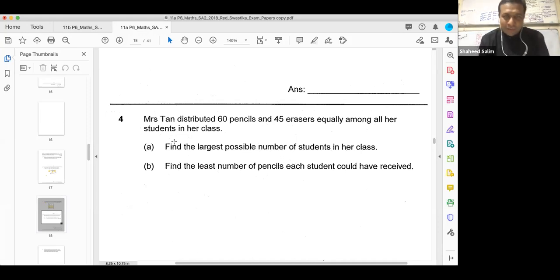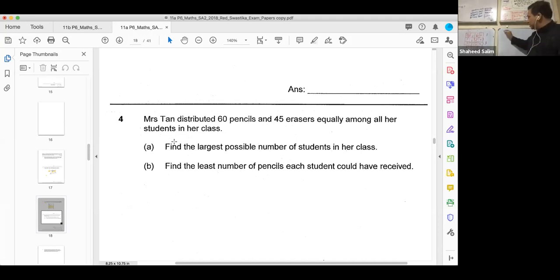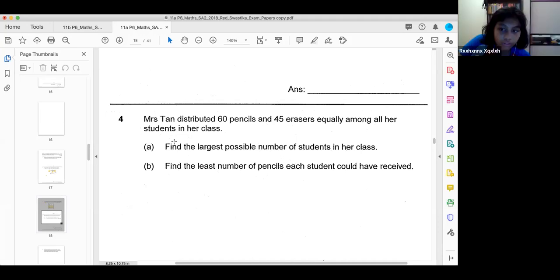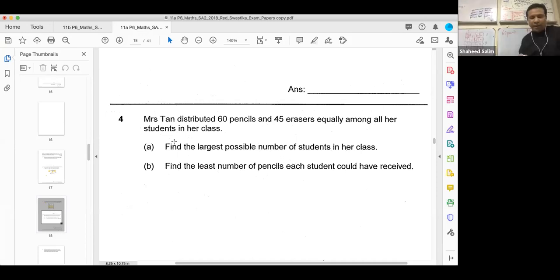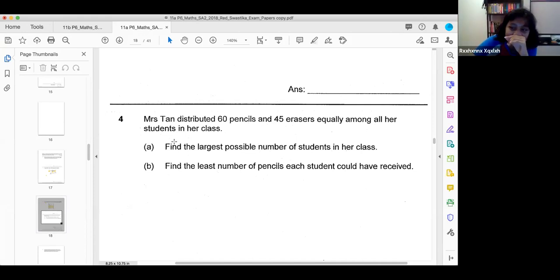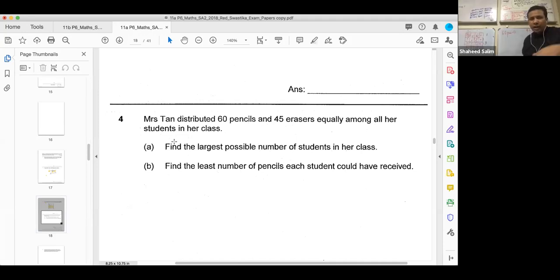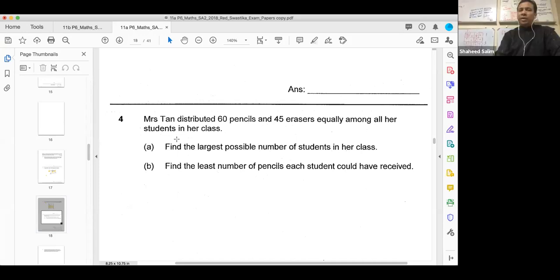Okay, you got the answer. Find the largest possible number of students. There are 60 pencils, and then we have 45 erasers. The question says, my answer is 15. 15, and what's the answer for part B? Four. Okay, 4, correct. So Sophia got the correct answer, 15 and 4. I'm going to explain so that you understand very clearly.